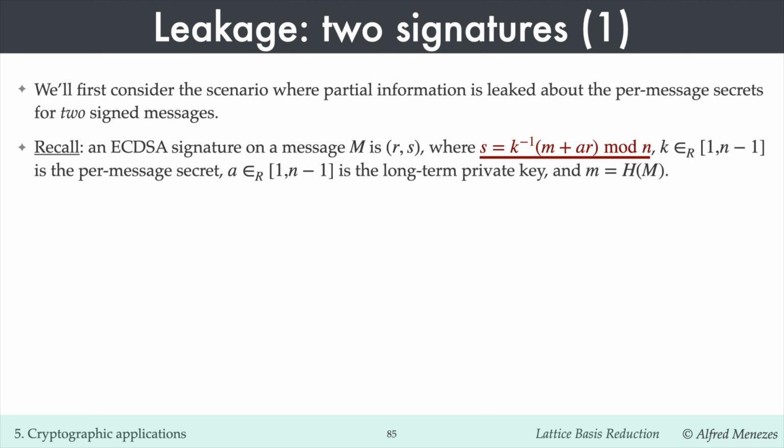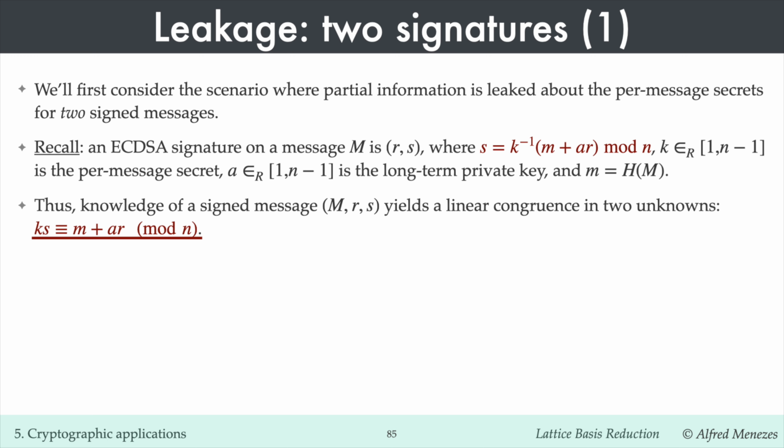Recall that an ECDSA signature on a message M is comprised of a pair of integers r and s, each between 1 and n-1. The signature component s is defined to be k inverse times (m plus ar) modulo n, where k is a per-message secret, a is the long-term private key, and m is the message hash. Knowledge of a signed message M, r, s yields a linear congruence equation in two unknowns, a and k. The attacker knows M, r, s, and n, but not a or k.